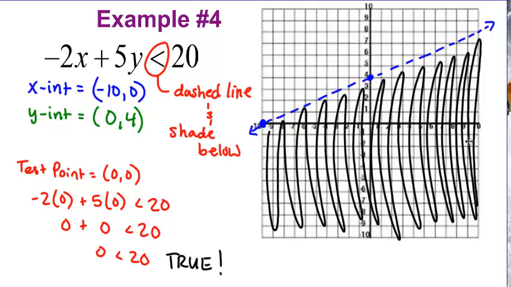Now the way we can check ourselves is if we plug in our test point, negative 2 times 0 plus 5 times 0, those are both zeros, and we get the inequality 0 is less than 20, which is true, so we shaded on the side of the graph that contains the point (0, 0).